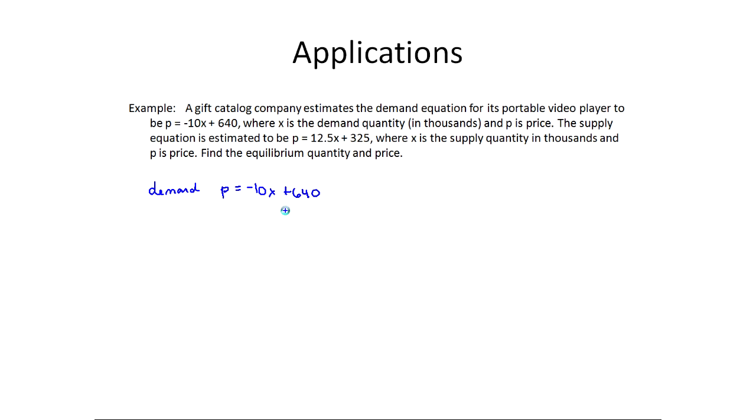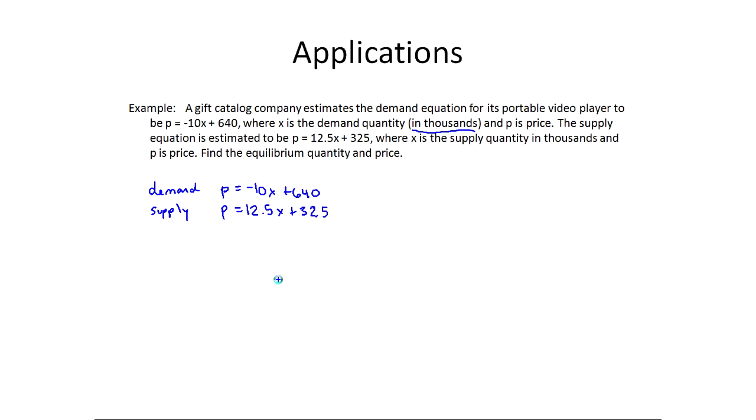Okay, so x is demand quantity in thousands. That will be important later on. And p is the price. Okay, and then the supply equation is estimated to be p equals 12.5x plus 325. Notice what I've done is I've set this up so that it looks like a system of equations, right? And that's exactly what it is. In this case, x is the supply quantity in thousands. Again, just like before it was demand quantity. In both cases, x is essentially the quantity in thousands, and then p is the price.